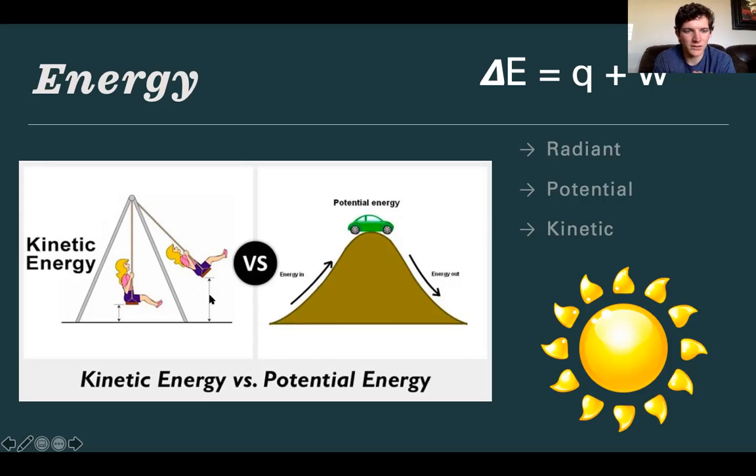So here we have a little girl on a swing, and because she is moving, she has kinetic energy. So kinetic energy is energy of motion, which is different from potential energy, which is the energy a system or an object has due to its position. So because this car is at a high altitude on a hill, it has the potential to do something. In this case, go down the hill really quickly and convert that potential energy into kinetic energy. But while it's up here, it has all this potential energy. And as it goes down, it loses potential energy and gains kinetic energy.